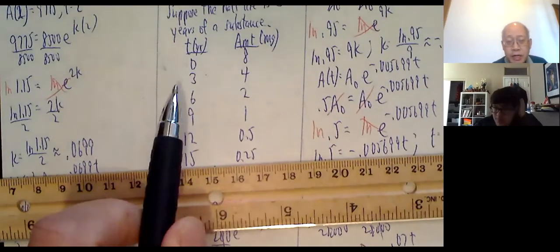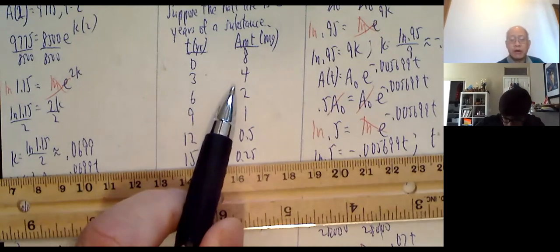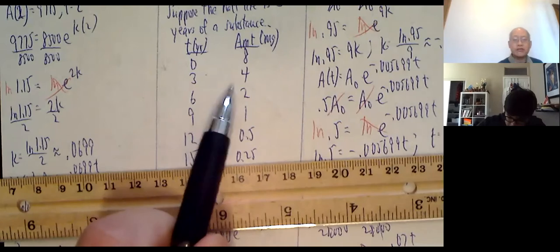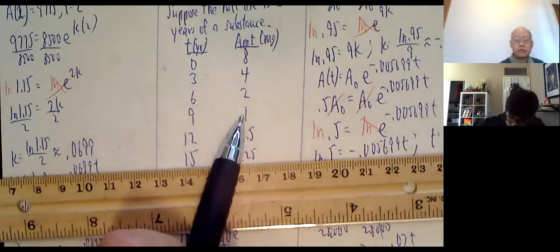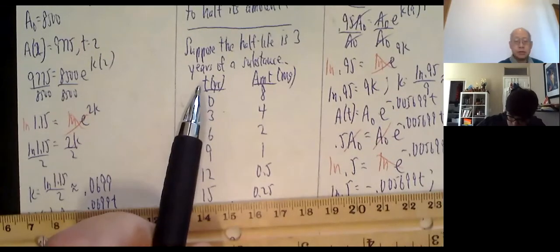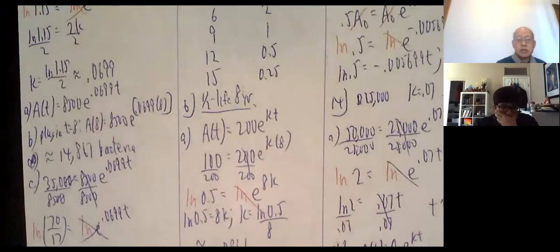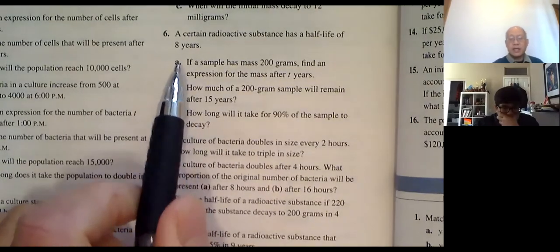So at any moment in time, after 3 years of that, you would have half of whatever the amount was at that time. So half of 8 is 4, half of 4 is 2, half of 2 is 1, and so on. Okay? So that's called the half-life of a substance. All right, so how do I use that in this particular problem? So for problem 6, the half-life is 8 years.